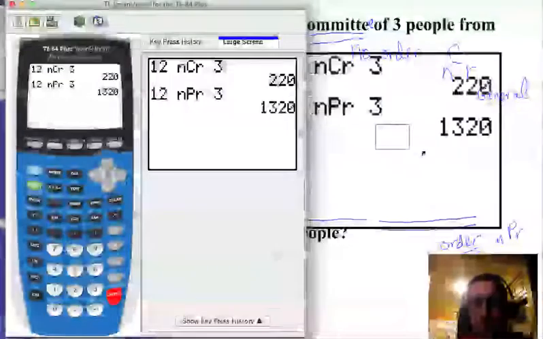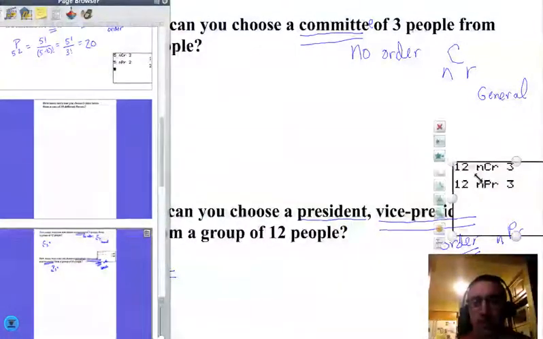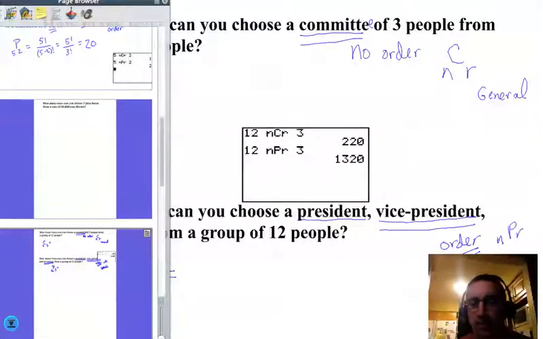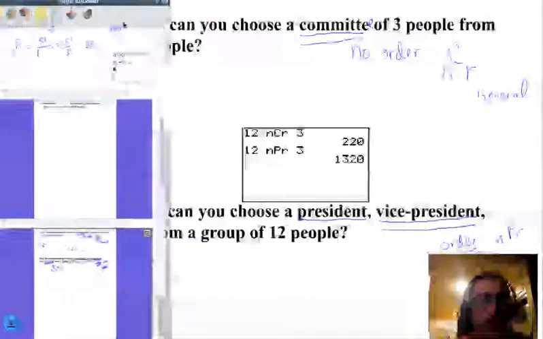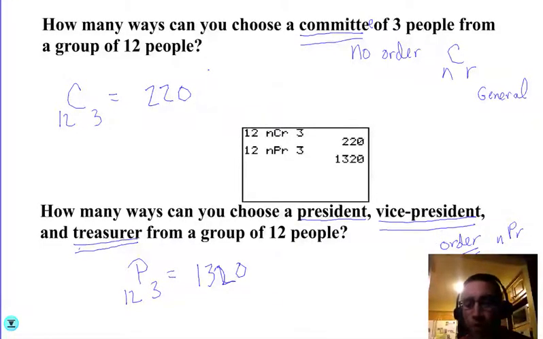Again, notice, like we saw in the last problem, we have our answers. The combination is 220, the permutation is 1320, and the combination is always going to be a little less than the permutation. So no order, general, combination; order, specific, permutation. Moving on.